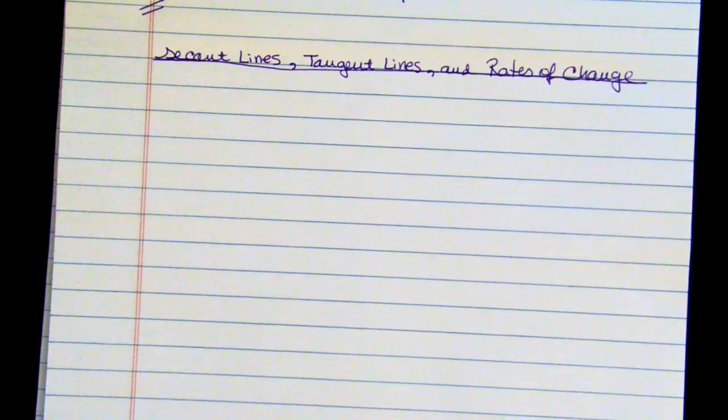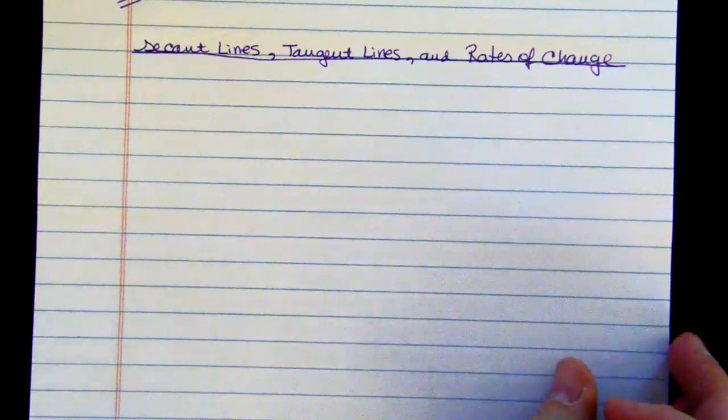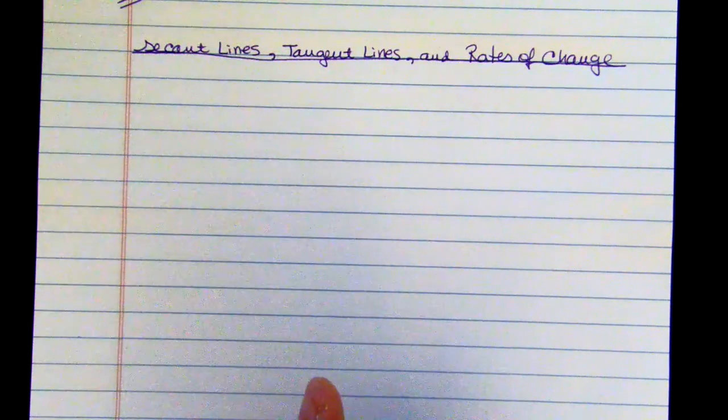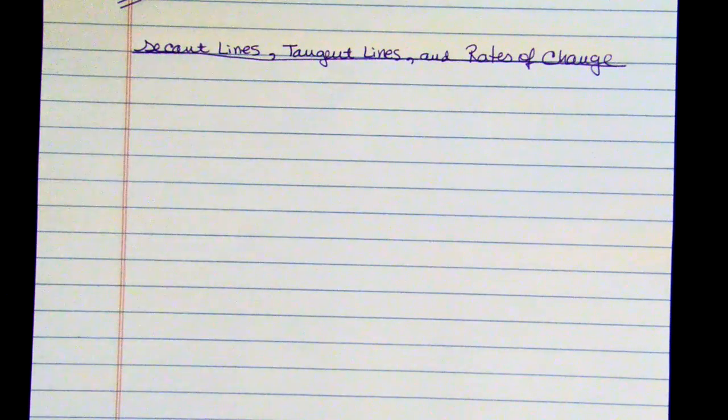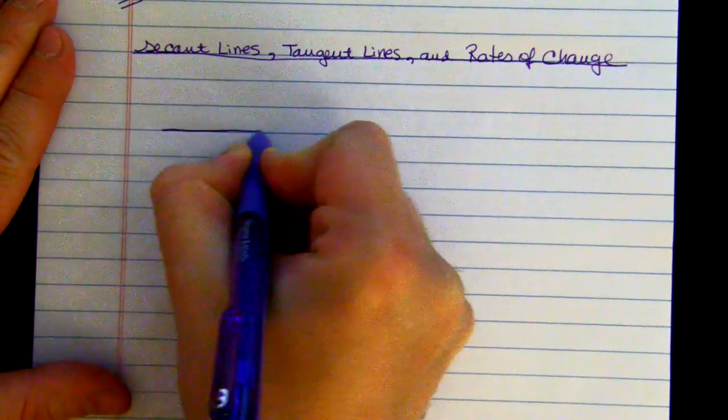So the next thing we're going to take a look at are secant lines versus tangent lines, and rates of change, and kind of getting into how we can find derivatives numerically, what derivatives mean, what a secant line means, what a tangent line means, all that stuff. So here's what we're trying to do.